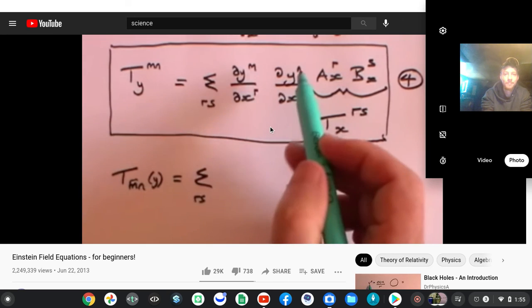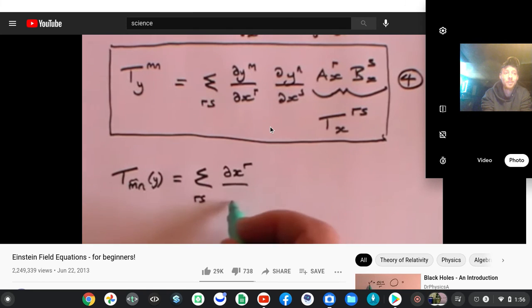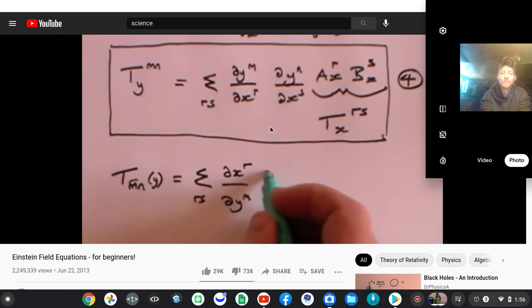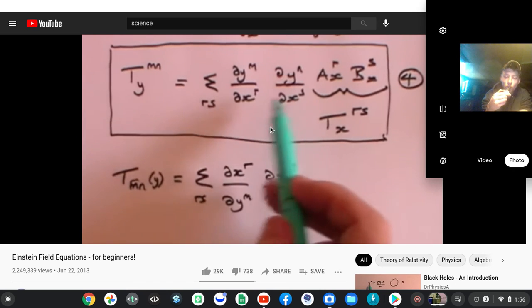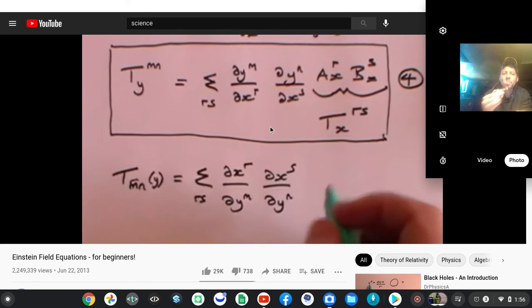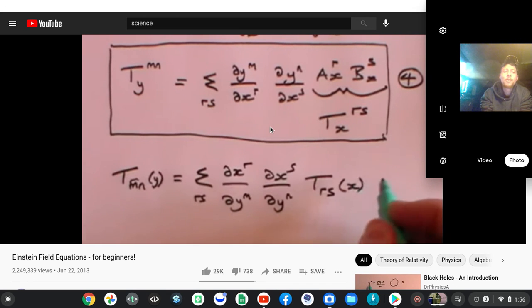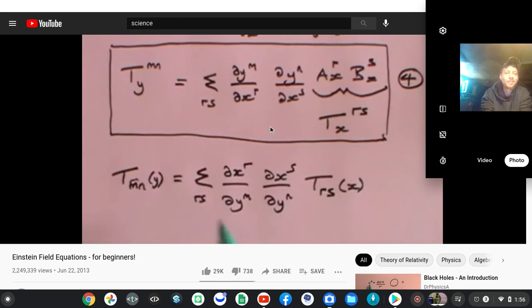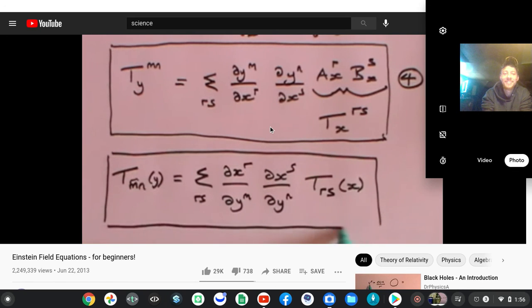And now these two terms just go upside down. Simplify. dx r by dy m, dx s by dy n, just inverting these terms here. And then the tensor term, again, goes downstairs, but it's in the X frame of reference. And that is called the covariant transformation. I'm going to call that equation number 5.